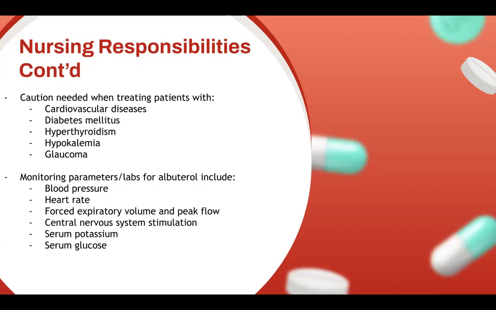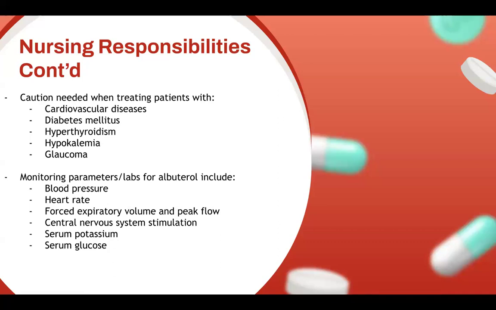And then also, just when the patient's taking albuterol, there's some precautions that need to be taken. They might need to look more into it if the patient has cardiovascular disease, diabetes, hypothyroidism, hypokalemia, or glaucoma, especially with cardiovascular diseases, because albuterol can affect the cardiovascular system.